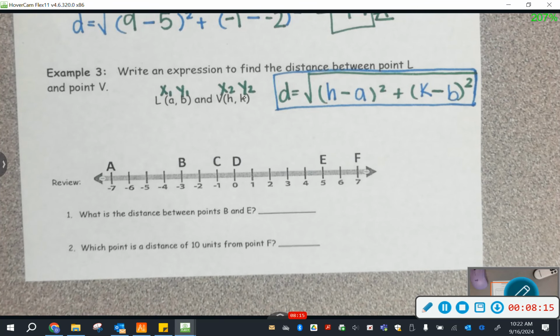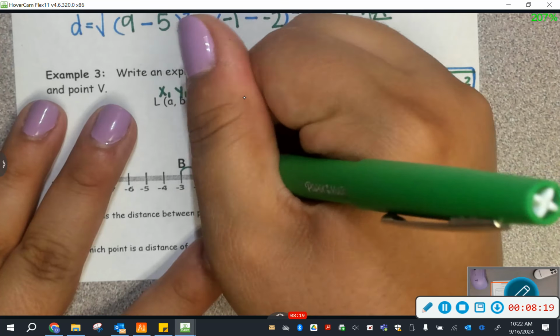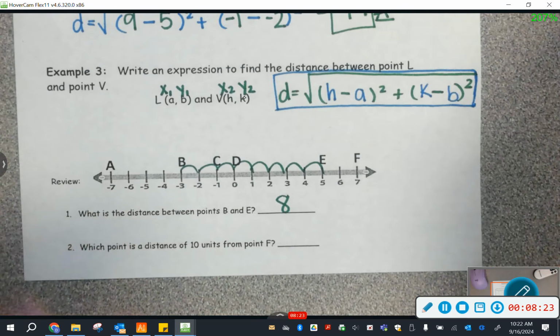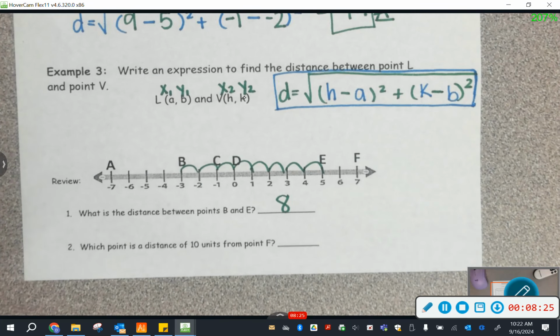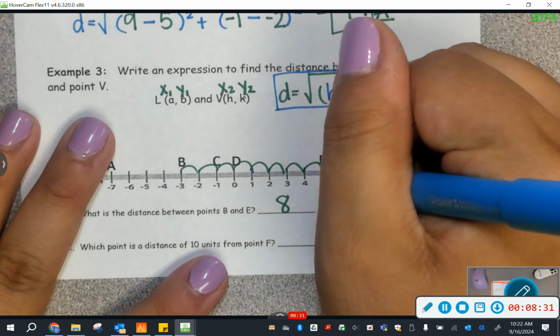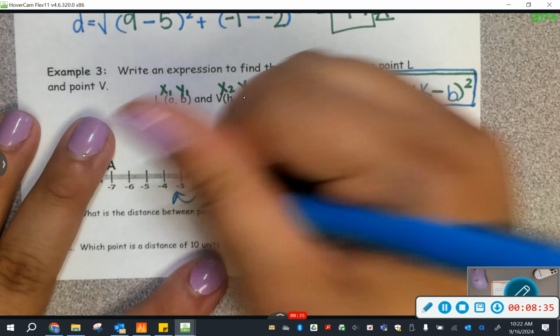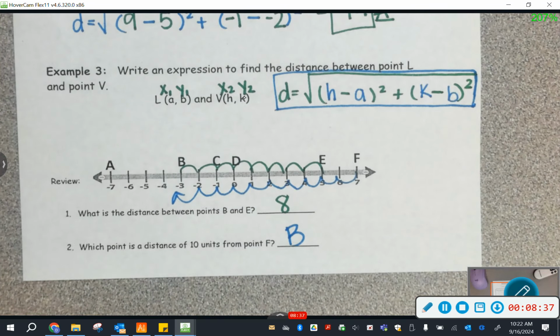All right, your 30 seconds are up. What's the distance between B and E? I got 8. Is that what y'all got? Cool. All right. What point is a distance of 10 units from F? It is B. Perfect. Make sure it's a capital B.